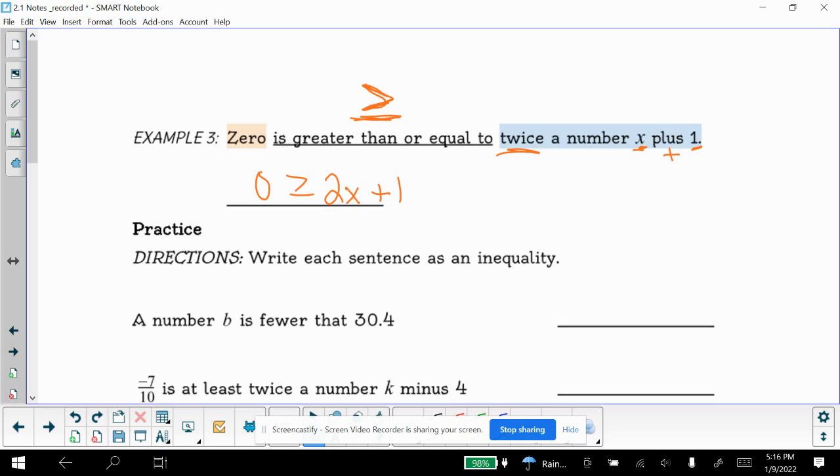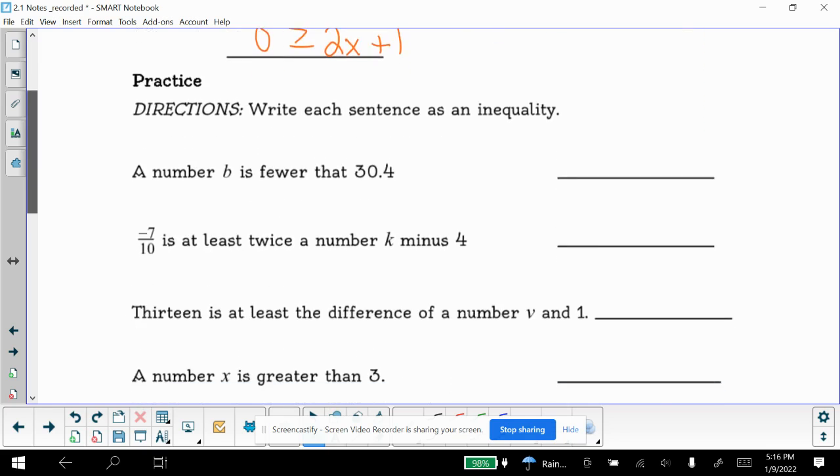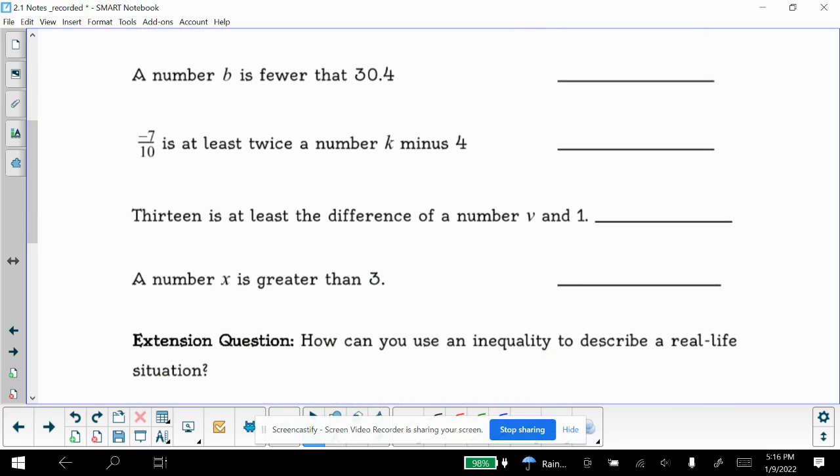All right, I want you to take a few minutes now to practice this. You have 4 different ones that you need to fill in. I'm going to give you a few minutes to do that. So pause the video now, please, and write them in. And then we will go through those answers together.